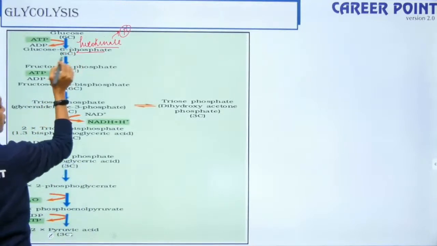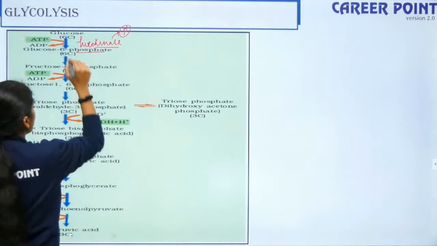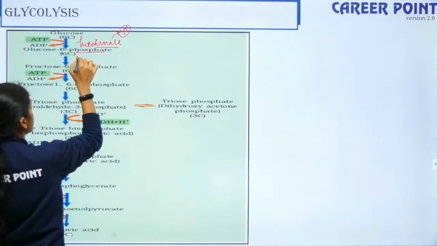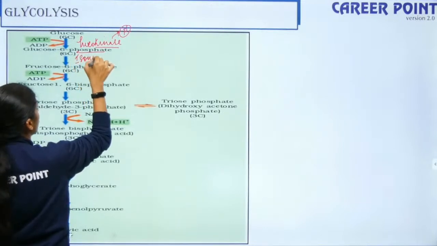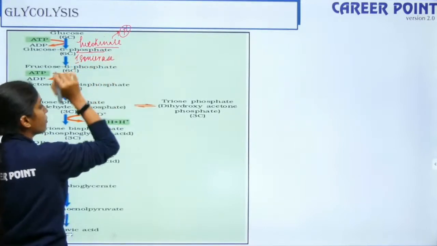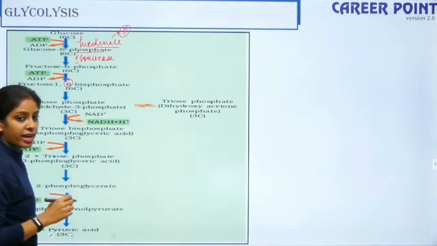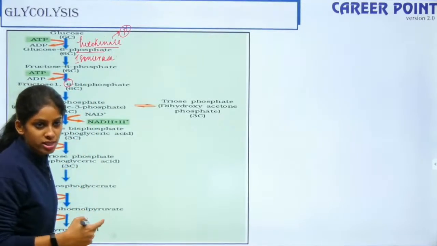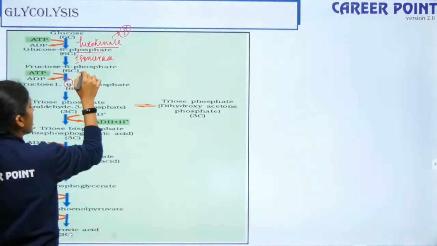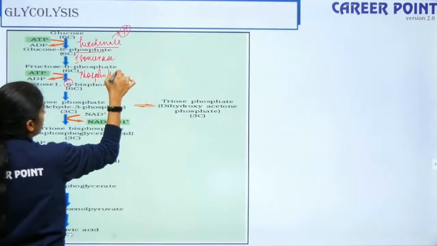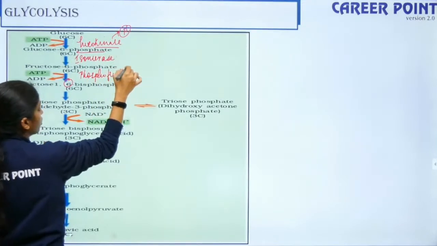From glucose 6-phosphate to fructose 6-phosphate, you have isomerase, because glucose and fructose are the same 6-carbon molecule, right? And here one more phosphate is being added, from fructose 6-phosphate to fructose 1,6-bisphosphate. Here the enzyme is phosphofructokinase. Remember only this much, that is more than enough.